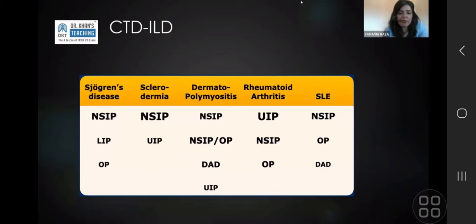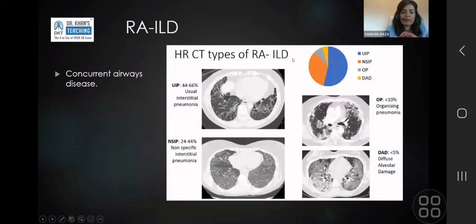RA, I'll focus on more, because RA is the one that is most confusing, because RA patients can have not only ILD, but they can also have airways disease. RA is special in this sense that sometimes the ILD comes before joint manifestations of RA, so the patient may not know they have RA, or the joint comes first and the ILD comes later, or the ILD never comes. What can almost never happen is that they get the ILD but never the joint.